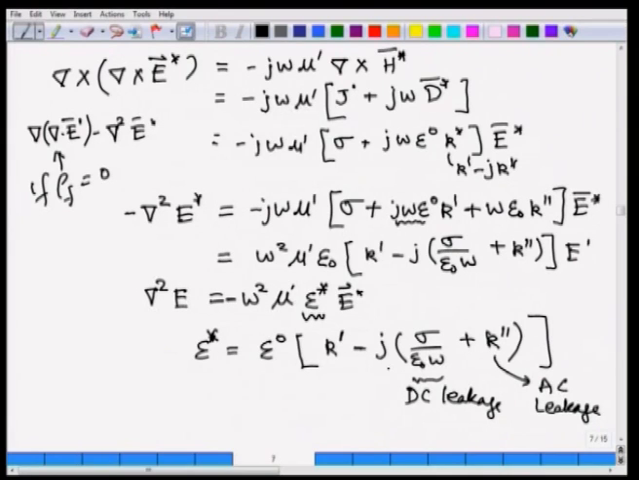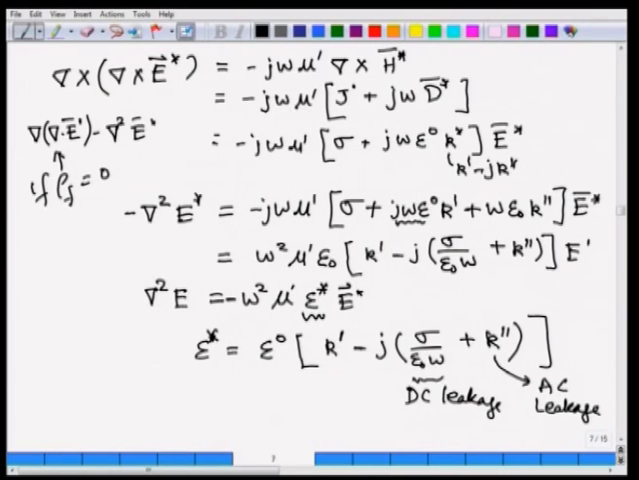So, this is the loss part, the DC and the AC loss, and this represents the stored energy in a capacitor. If there is no loss, it is a perfectly non-leaky capacitor, then of course, this quantity here would be 0, and you would have only the stored energy part in there and nothing else. So, that is the general idea, that you can write permittivity in form of a complex quantity, k prime minus j k double prime, and this k double prime represents the AC losses.